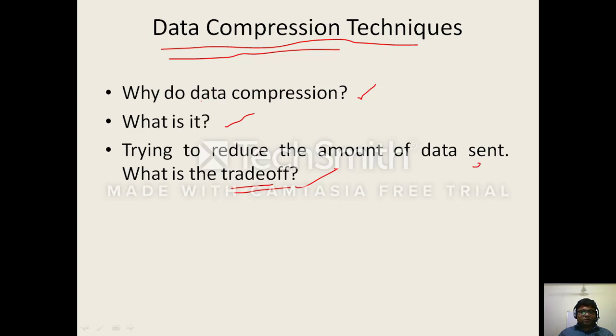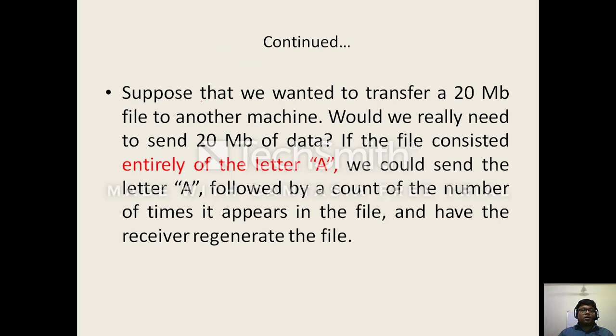Why is data compression required? Obviously, we require data compression to reduce the transmission cost. What is it? Obviously, it is a reduction of the amount of data. And let us try to understand what data compression is.